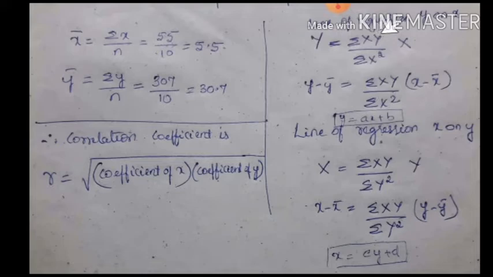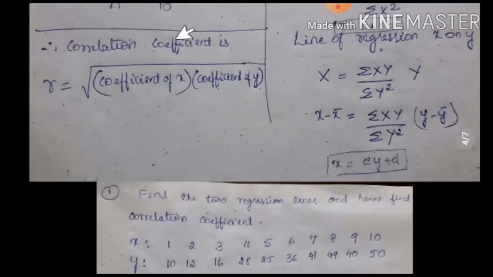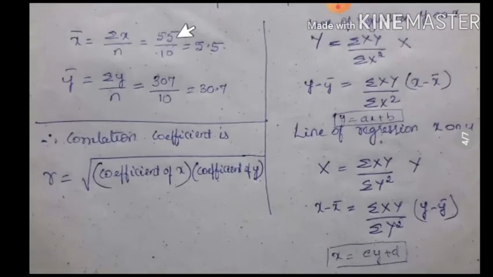To find capital X and capital Y, I need to find the mean value of x and y. We already know the formula: summation x by n is x bar, and summation y by n is y bar. Do the calculation of the sum of x and sum of y. For the number of given data, here it is 10, the sum of x will be 55, the sum of y will be 307. We obtain the mean values.